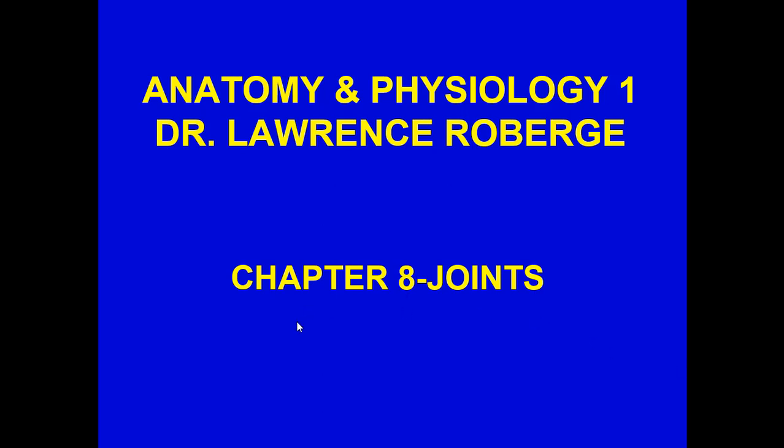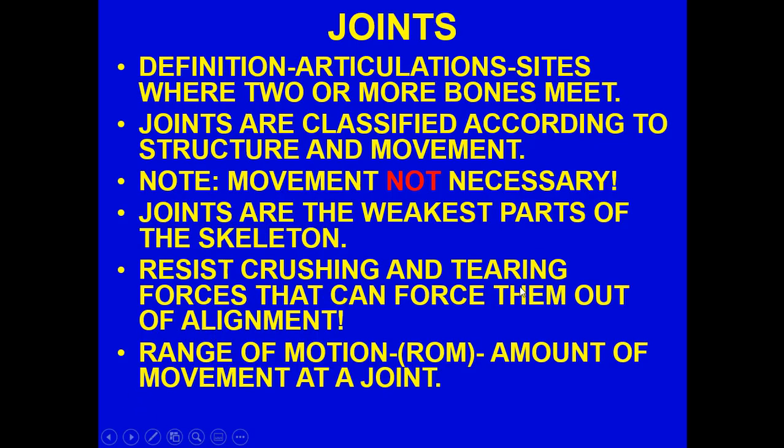Hello. This chapter explores the joints, that is, the articulations in our body. And we'll start off with this. By definition, articulations are sites where two or more bones meet. Now, joints are classified according to structure and movement. But keep in mind something: movement is not necessary.